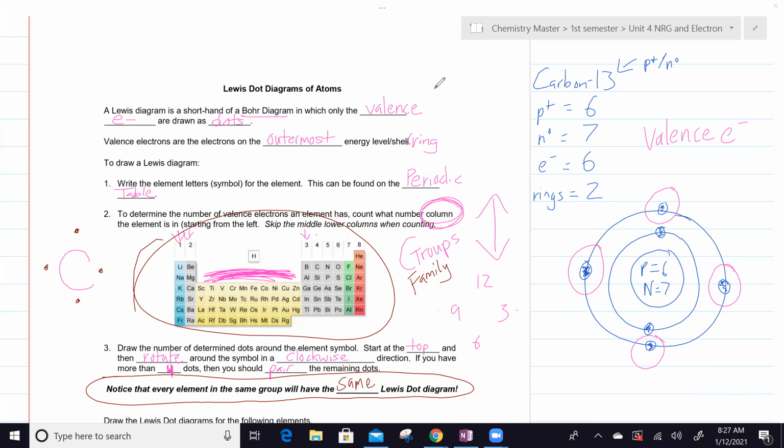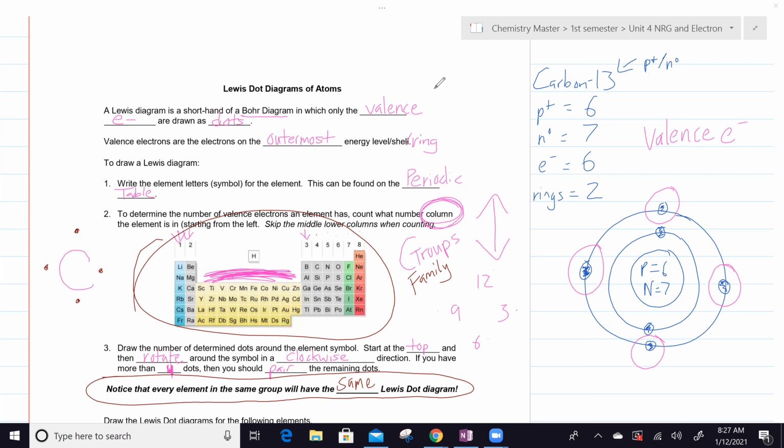So how would I do the Lewis dot diagram for silicon? What's the first thing I need to write? You gotta write the rings. Nope, that's Bohr diagram. The protons. Not quite. We're on Lewis dot, so we're looking at these directions. Danielle, do you know the first thing I need to write? I'm doing a Lewis dot diagram for silicon. You have to write the Si.